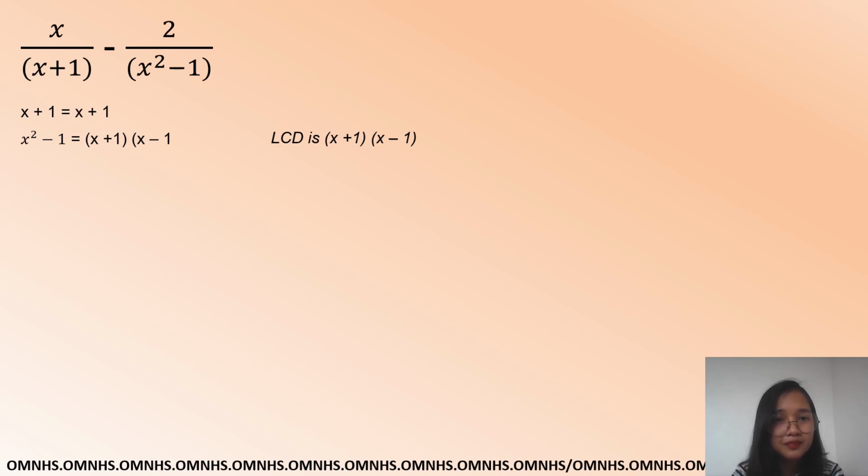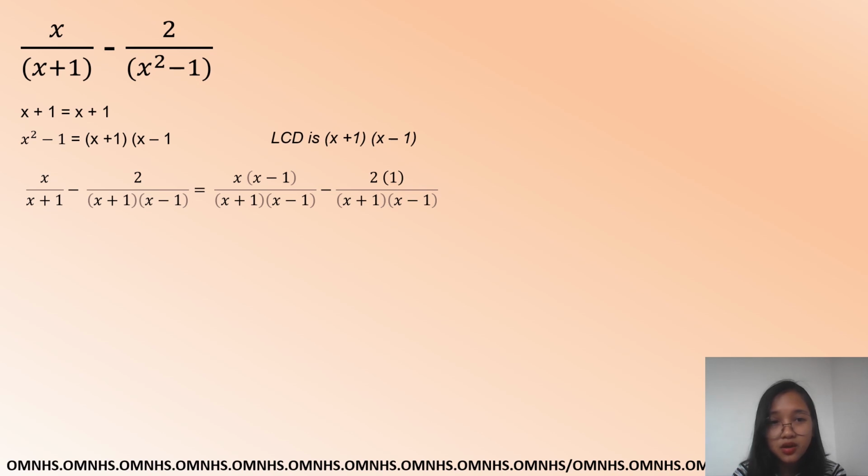Okay. So x all over x plus 1, our first expression, minus 2 all over x plus 1 times x minus 1, the second expression. This x squared minus 1 is sinimplify lang natin. That's why naging x plus 1 times the x minus 1 is equal to, okay, yung LCD nila na x plus 1 times the x minus 1.